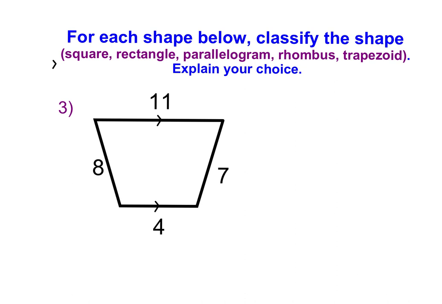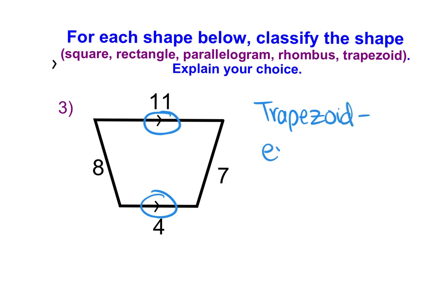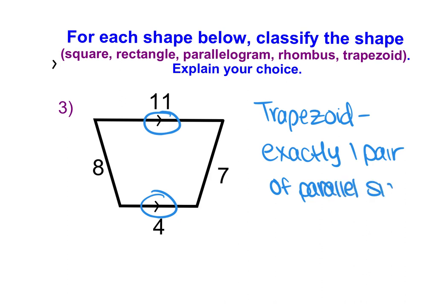This next example here, when I take a look at the notation, I notice right away that I only have 1 pair of parallel sides, which automatically off the bat kind of limits what my options are. There's only one shape that has 1 pair of parallel sides, and that is the trapezoid. So I can immediately note that this is a trapezoid because we have exactly 1 pair of parallel sides.